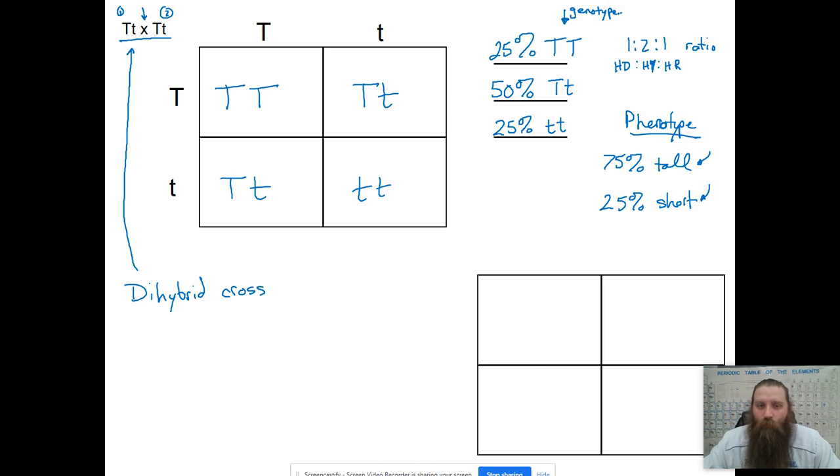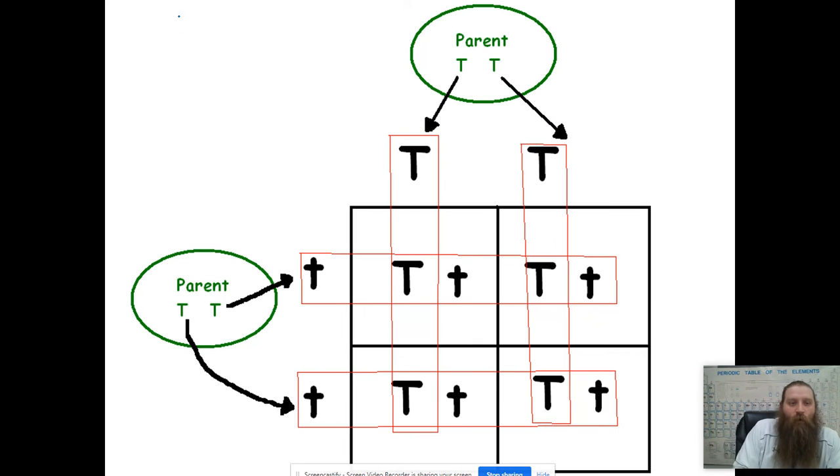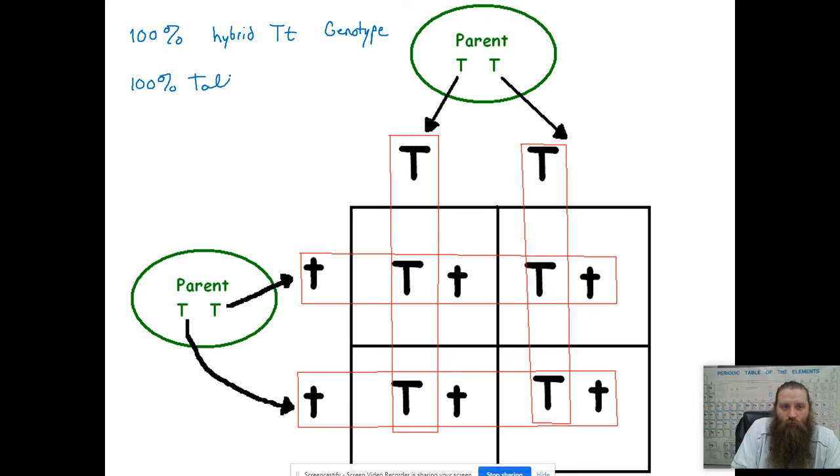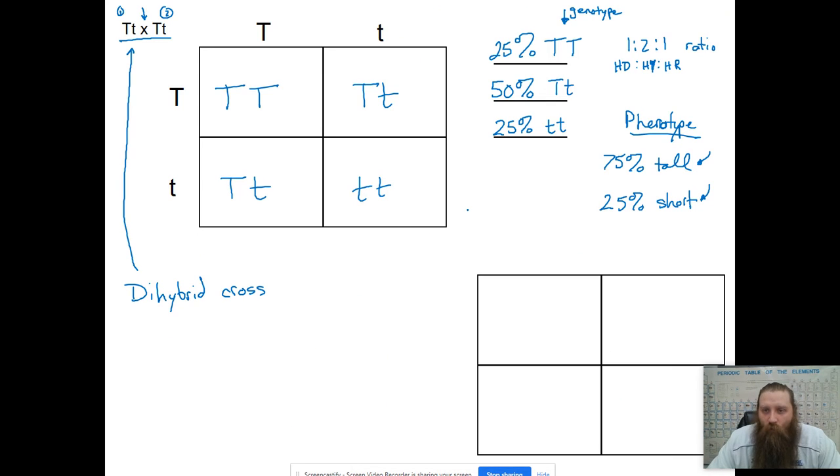Now let's compare that to the first one we did. Here we've got 100% hybrid. So big T, little t. That's our genotype. We have 100% tall. That would be our phenotype. This is a homozygous dominant crossed with a homozygous recessive, right? In our dihybrid cross, we get our 1 to 2 to 1 ratio.